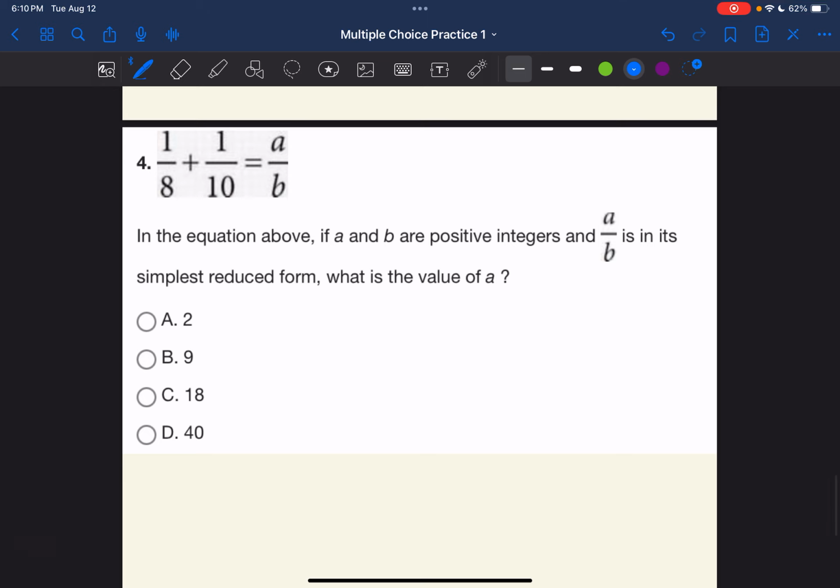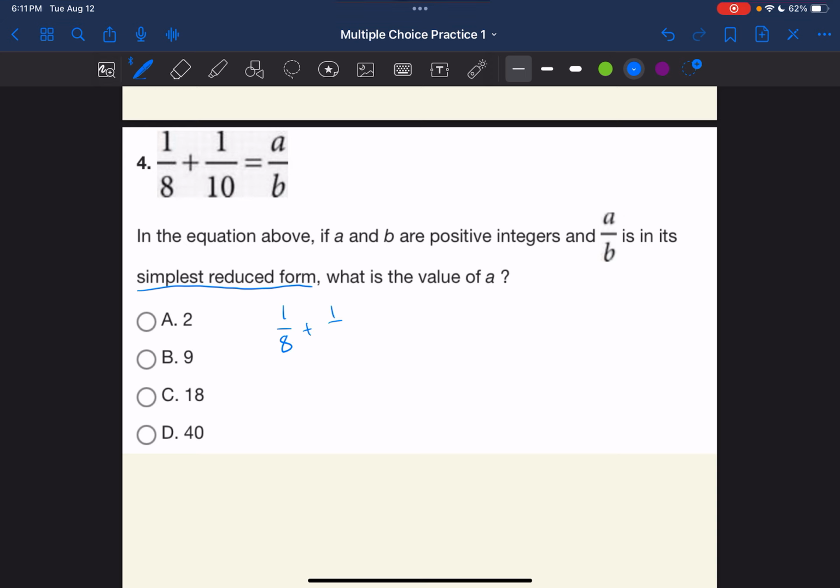Let's move on to the last question of this multiple choice practice. We have 1/8 plus 1/10 equals A over B. And the question reads, in the equation above, if A and B are positive integers and A over B is in its simplest reduced form, sounds quite important, what is the value of A? So there are two different ways to go about this, I feel like. If you want the straightforward approach, let me show you right now.